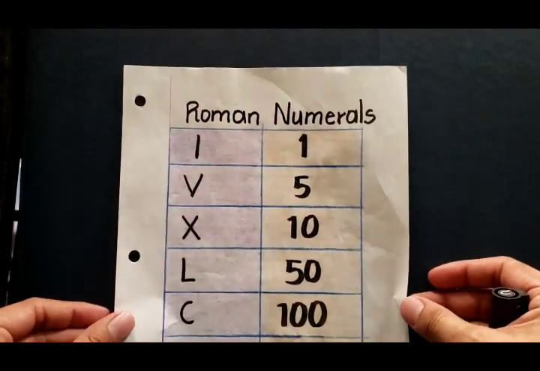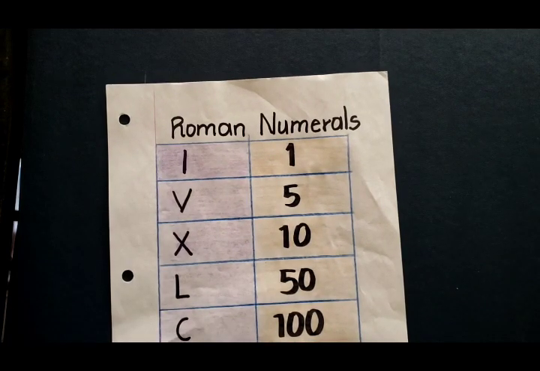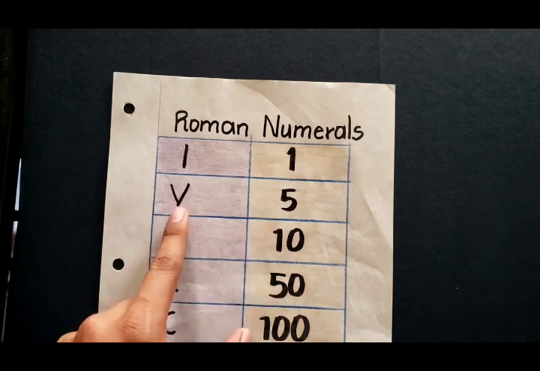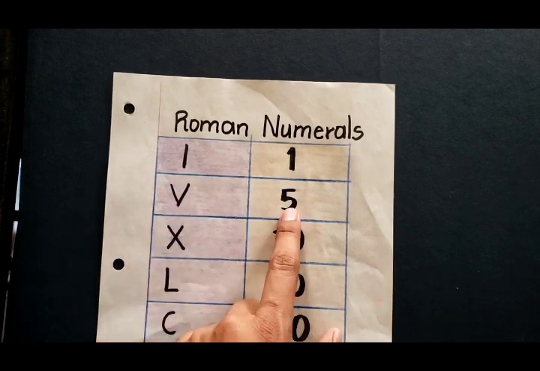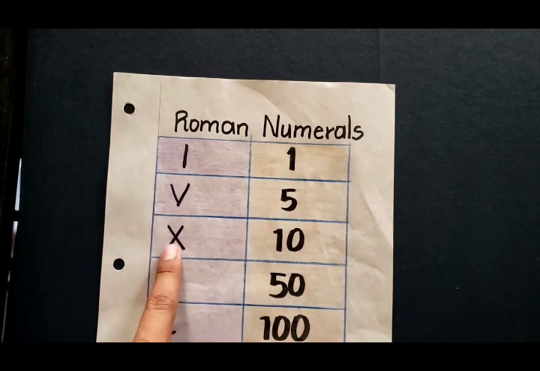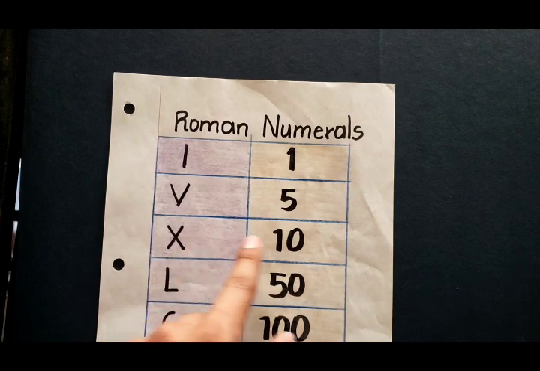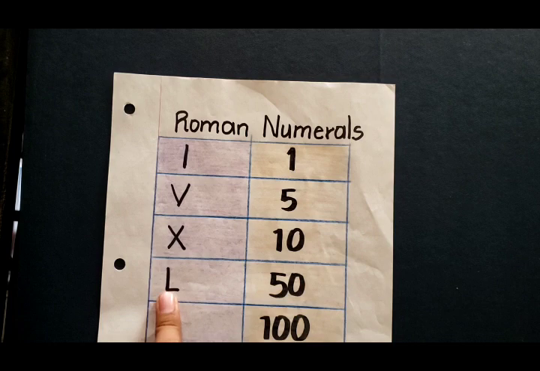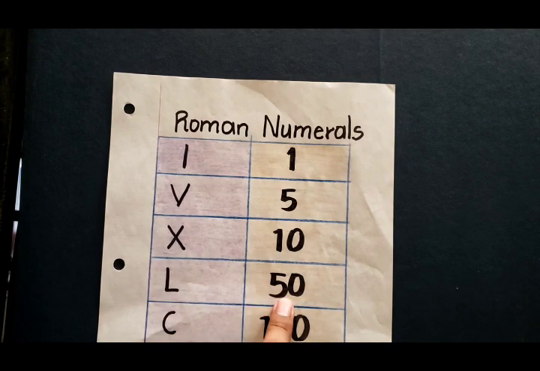With the Roman numerals, we use these letters. They are different. So look at this. A line is equal to 1. A letter V is equal to 5. A letter X is equal to 10. And a letter L is equal to 50. There are some rules as well.